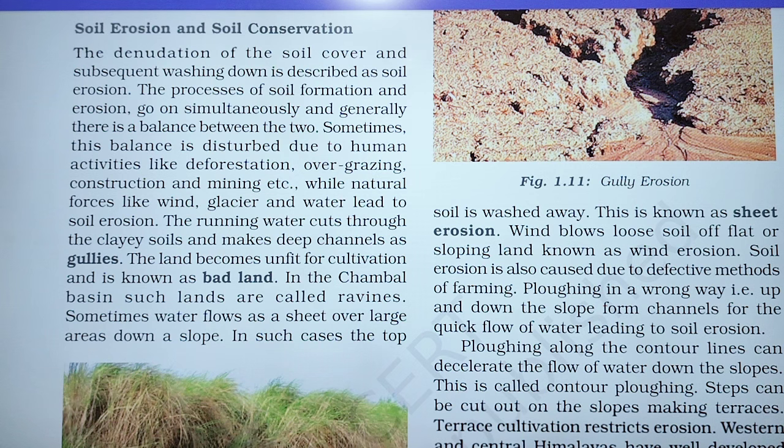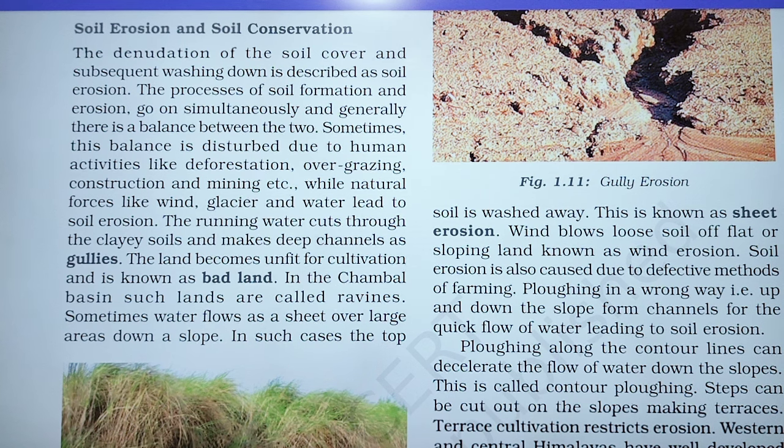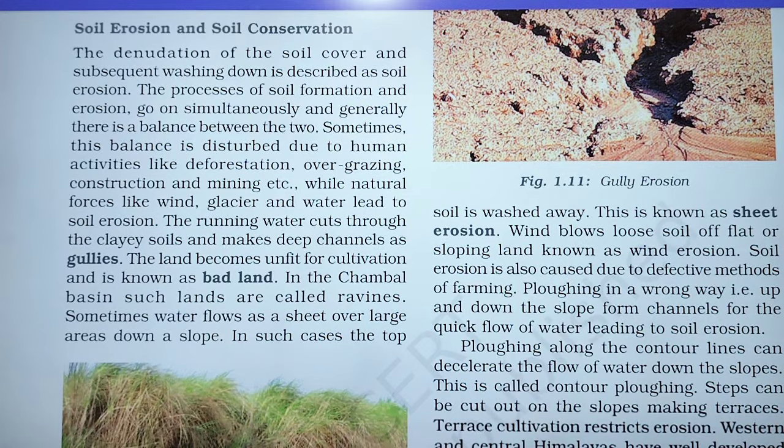When the vegetation cover of an area is removed, the rain water, instead of seeping into the ground, washes down the slopes. This is known as sheet erosion. Wind erosion is a natural process that moves soil from one location to another with wind power.